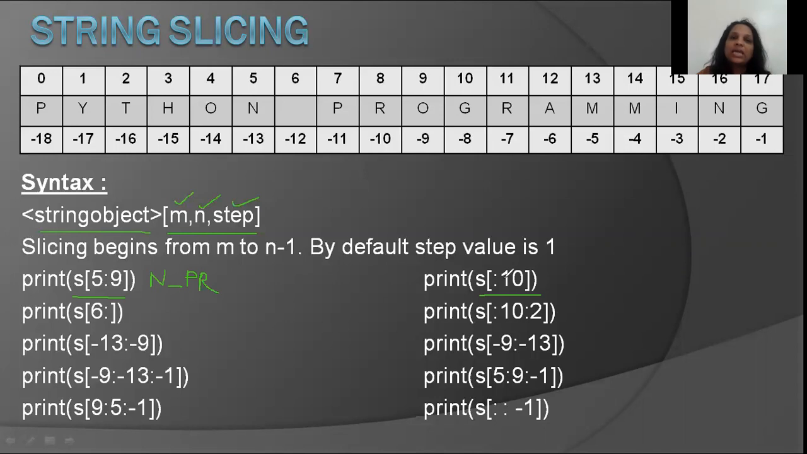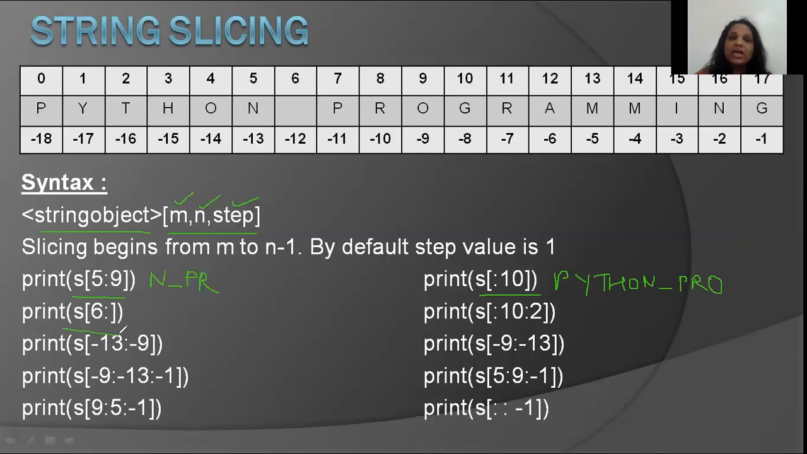Let me come to the second one here. It did not specify M. When you don't specify M, it means from the beginning of the string. But what's the value of N? 10. Will I go up till 10 or will I go up till only 9? I will go up only till 9, correct? Yes. So in that scenario, what am I going to be getting? P, Y, T, H, O, N, space, P, R, O, because I have to stop at 9.